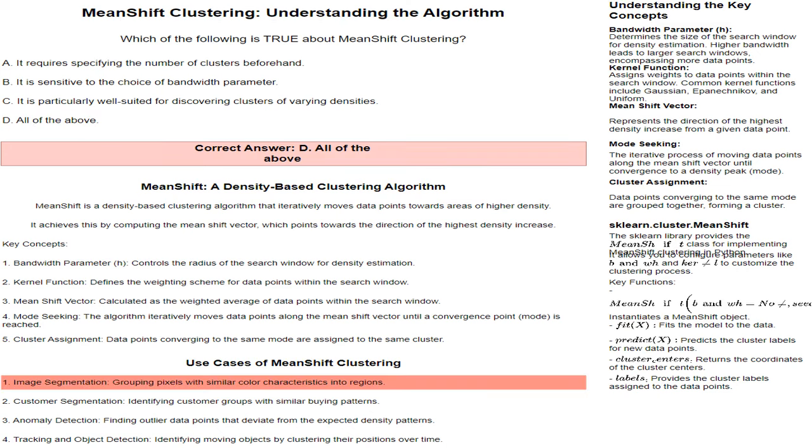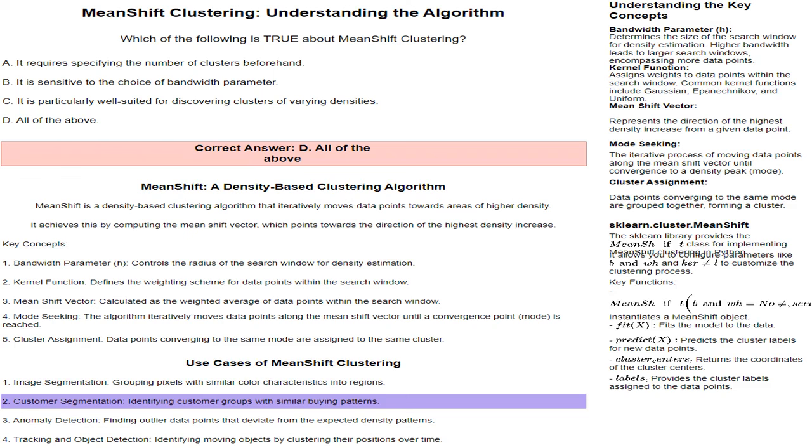Grouping pixels with similar color characteristics into regions. Image segmentation: grouping pixels with similar color characteristics into regions. Identifying customer groups with similar buying patterns. Customer segmentation: identifying customer groups with similar buying patterns.